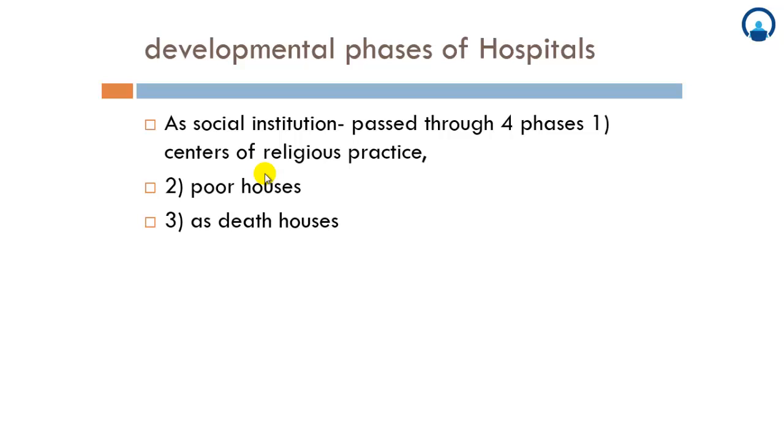There was no administrative control. They were only providing nursing care and medical care. The quality was not questioned. So this was the second phase of the hospital.